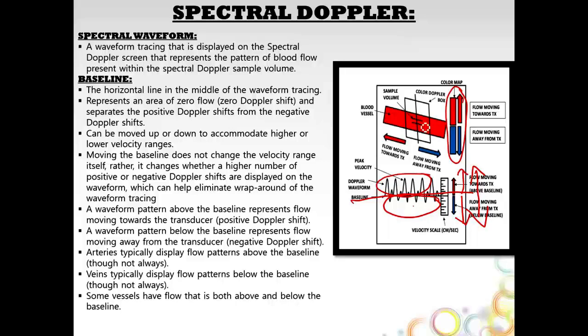We have what's called our sample volume. This is what comes up when the spectral Doppler is turned on. So you get your color map that comes up, and within that color map, you're going to have this little waveform tracing. And you put that in the middle of your vessel, and this lets you measure the signal or get this waveform down here on the screen.